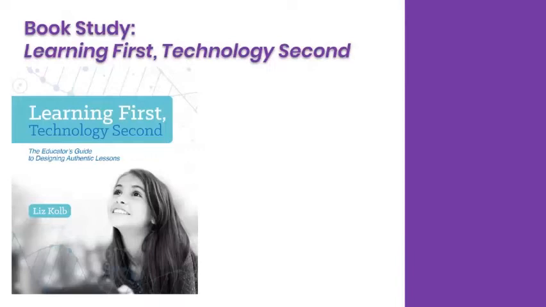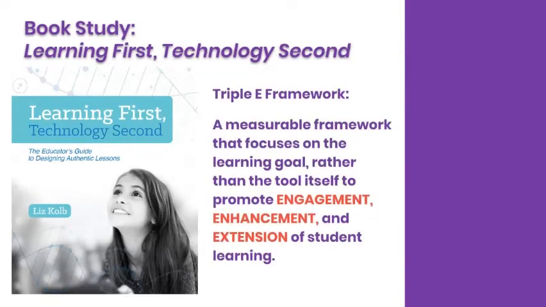So the book that kind of led us on this journey is Learning First, Technology Second by Liz Kolb. And basically it introduces the framework, the EEE framework, that helps teachers engage students in on-task learning and provides effective strategies for using technology. It summarizes case studies to guide appropriate tech integration and gives a lesson planning template to show teachers how to effectively frame technology choices and apply them in instruction.